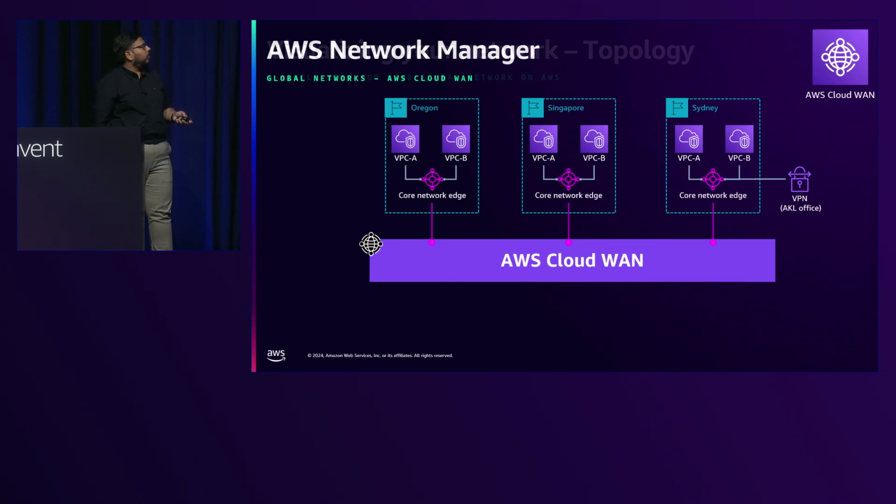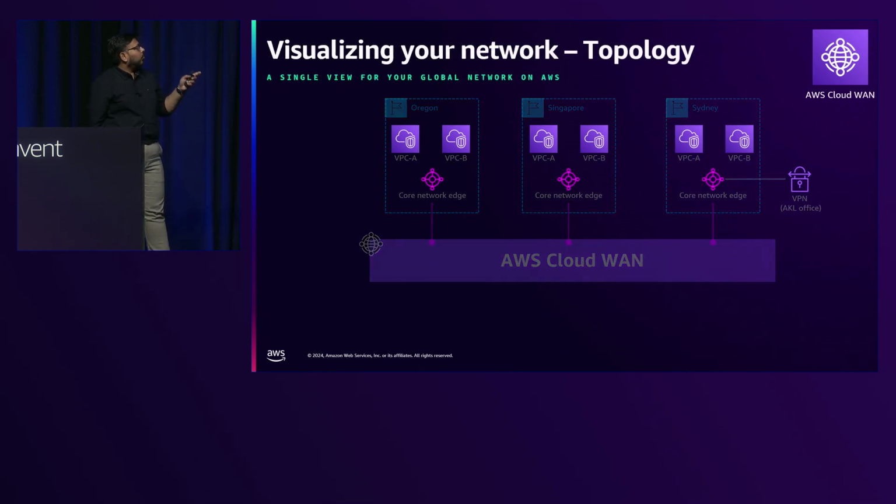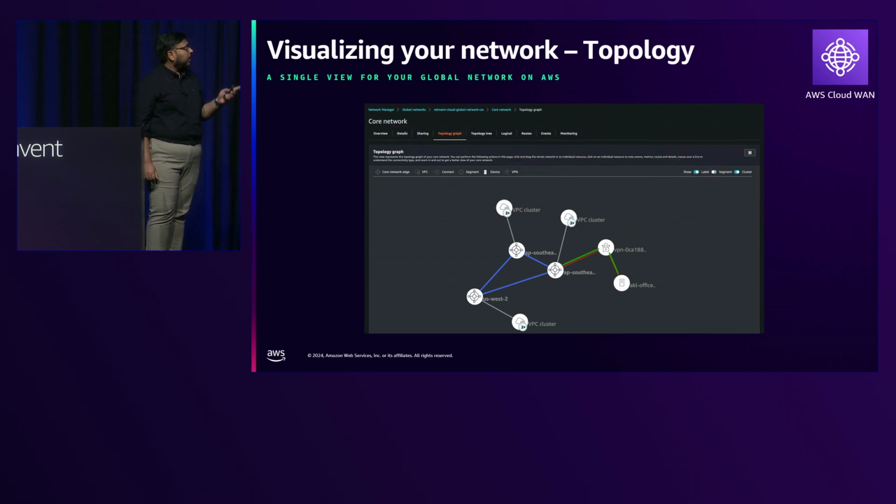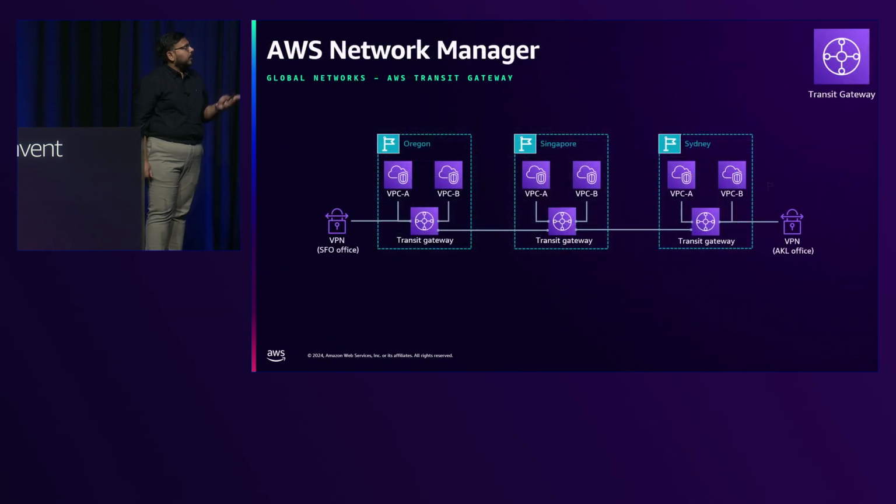So using Network Manager, you can quickly visualize all your topology in a single page. And you can do the same with Transit Gateway as well. So in this case, we have the same architecture that was built using Cloud WAN, but the only difference here is that you also have an additional office in San Francisco connecting to the workloads in AWS Oregon region.